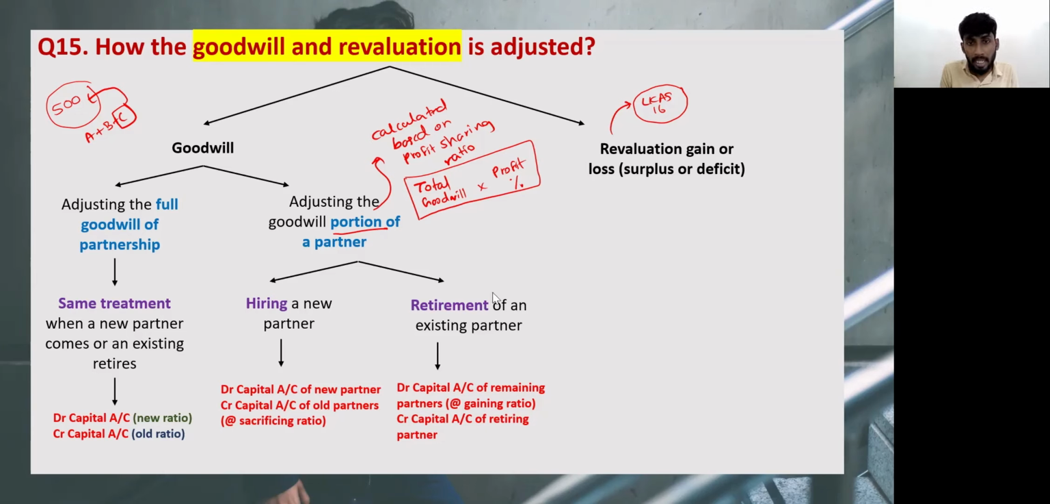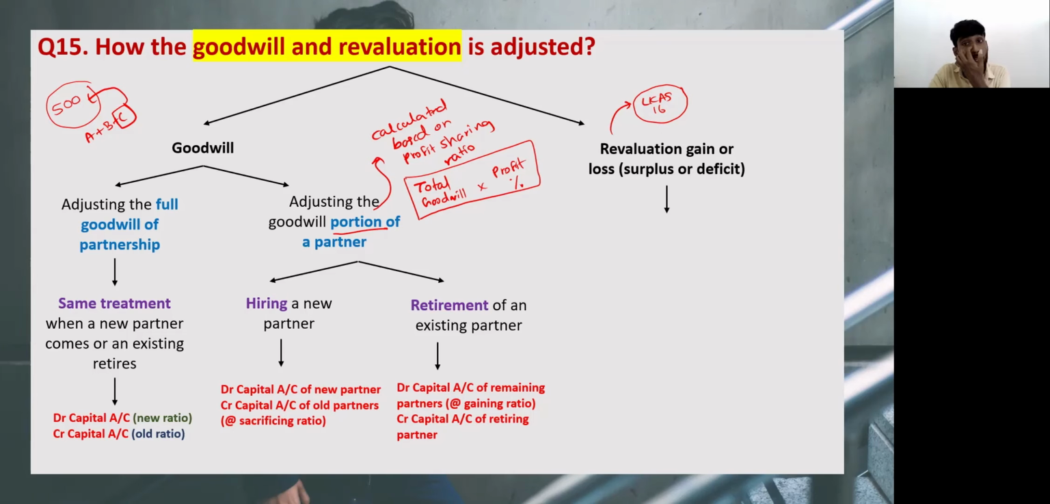Therefore, the goodwill portion of a retiring partner will be credited to the capital account of the retiring partner, and we are debiting the remaining partners at gain-in ratio. At gain-in ratio. I will teach you sacrificing and gain-in ratios in a while. Okay. This is how the goodwill is adjusted.